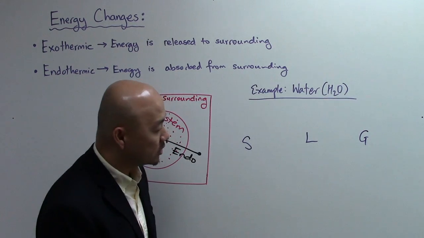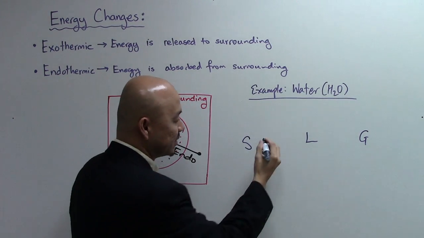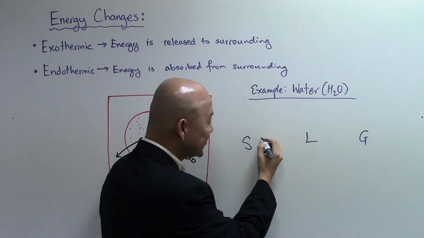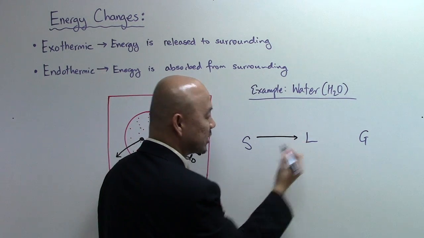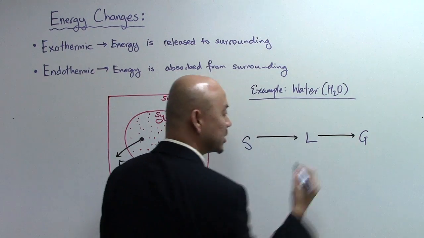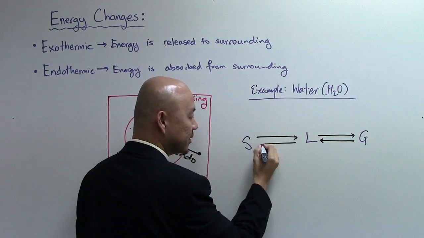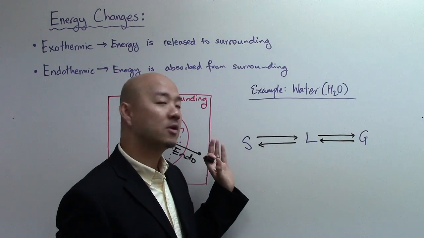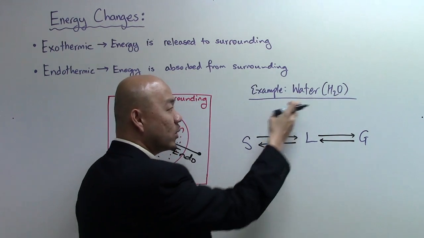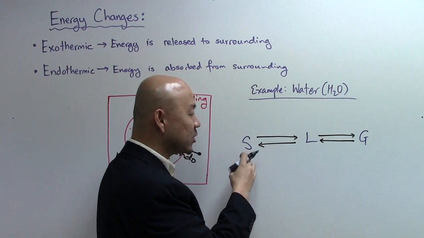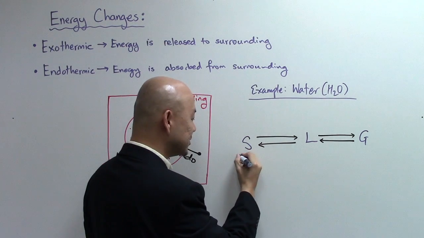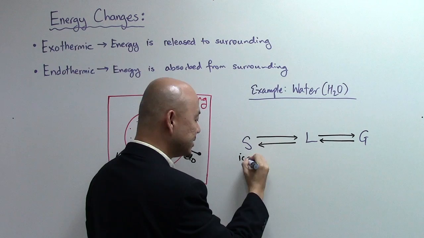Now, we know that in the three states there is physical state change. So solid can become liquid, liquid can become gaseous, and vice versa. In case you forgot already, let me share with you. When H2O is in the solid state, we call it ice. So this is your ice.